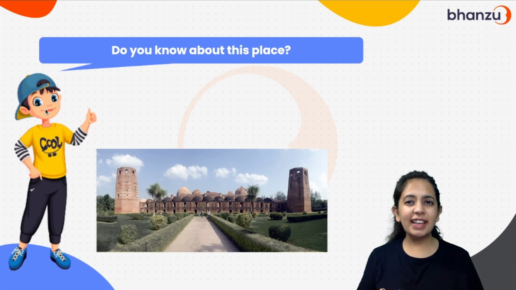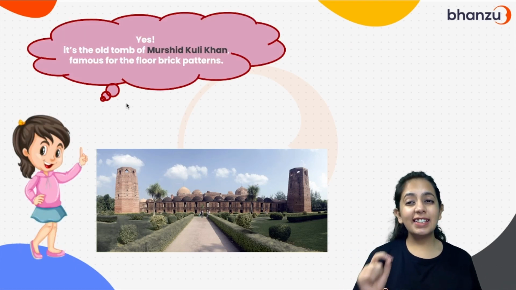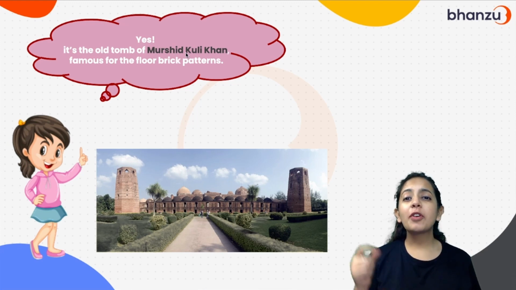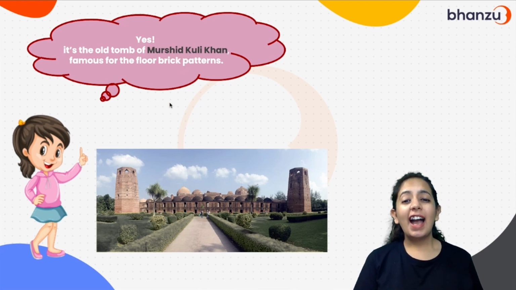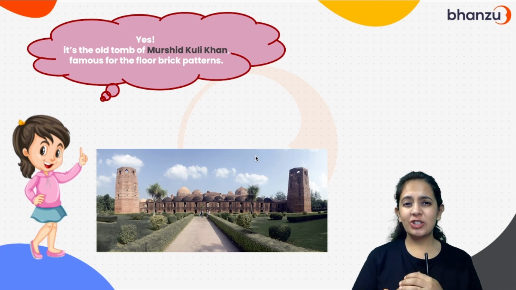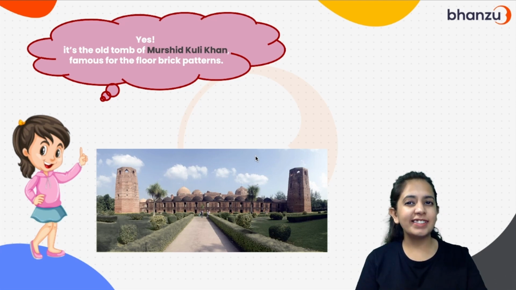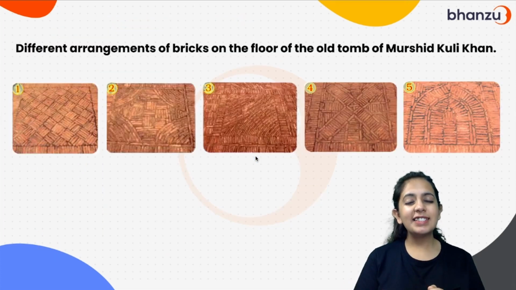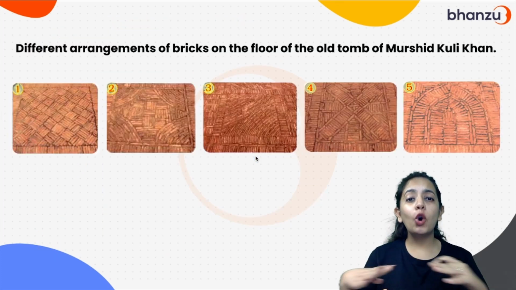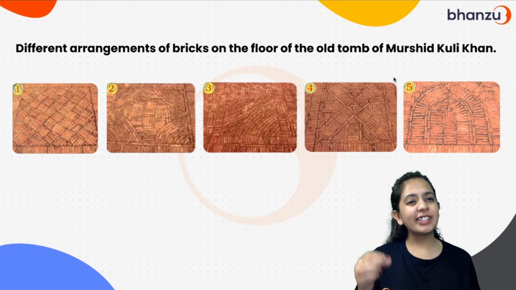Have you seen this place in any image or maybe in real life? Do you know about this place? Actually, Jake asked the same question to Sia. Sia answers that this image is of the old tomb of Murshid Quli Khan. And why am I showing you this image? Any idea? I want you to observe some beautiful patterns on this tomb. These are some of the patterns from the floor of the old tomb of Murshid Quli Khan.